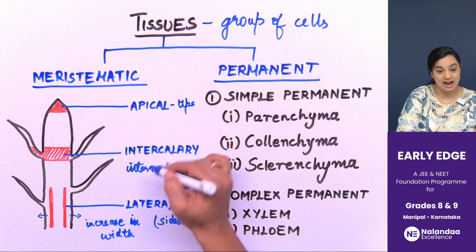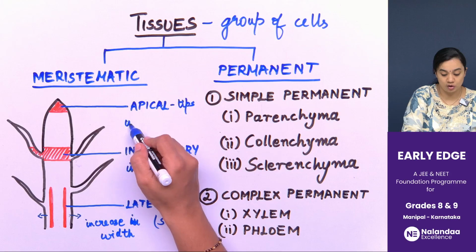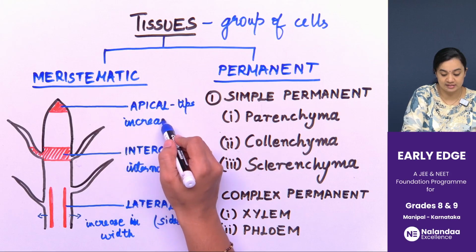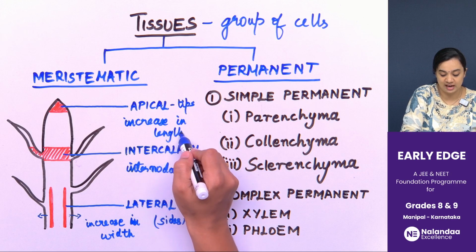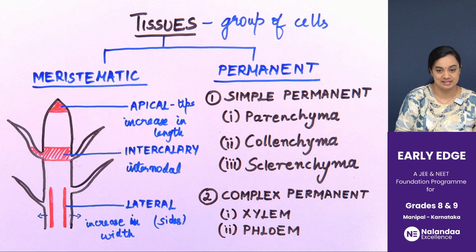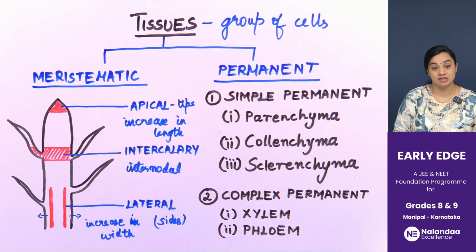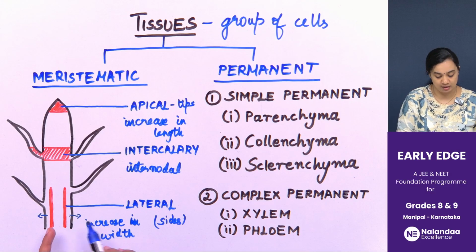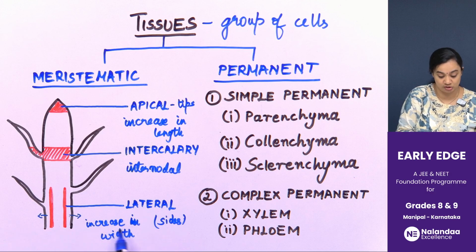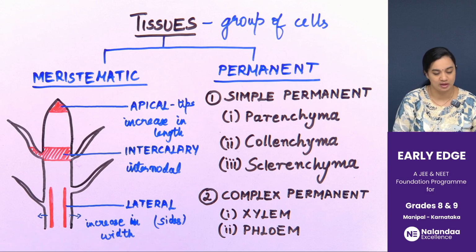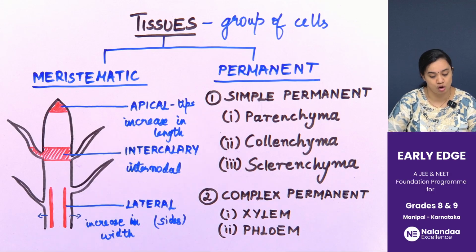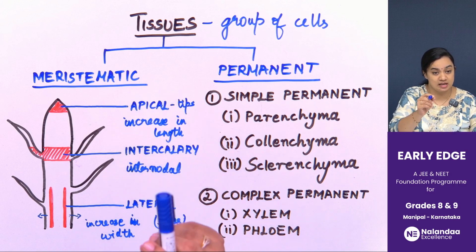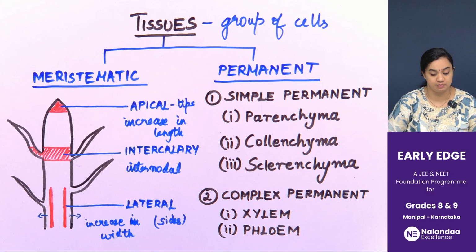So apical and intercalary meristems contribute to increase in length of a plant, which is growth in the vertical axis or longitudinal axis, whereas lateral meristems will contribute to growth of the plant in the horizontal axis, which is increase in width of a plant. Okay, so this is possible because of a group of cells called meristematic cells, and the meristematic cells are in a continuous state of division, like I said before.